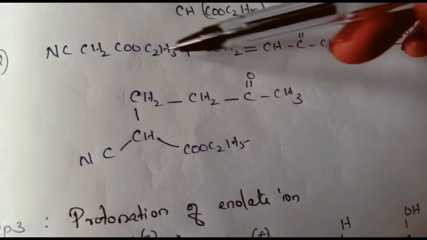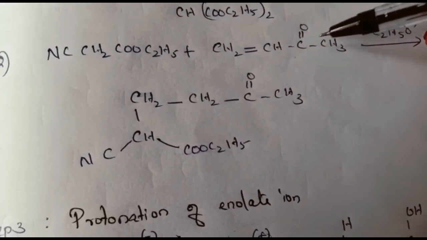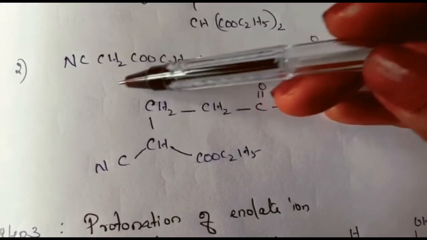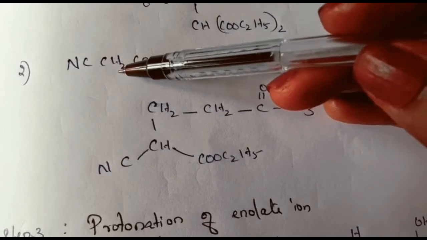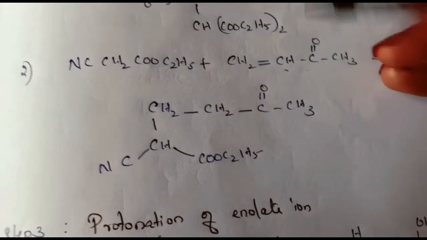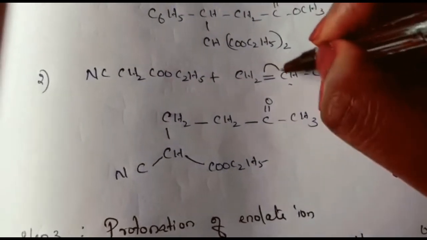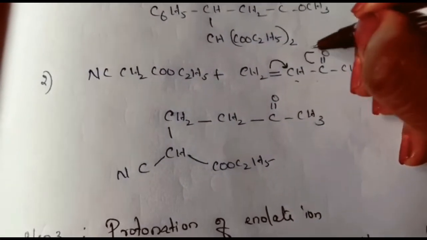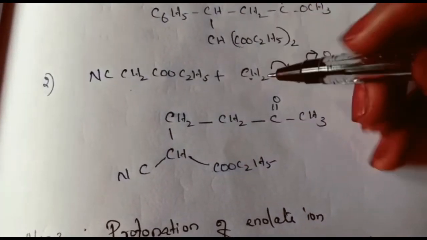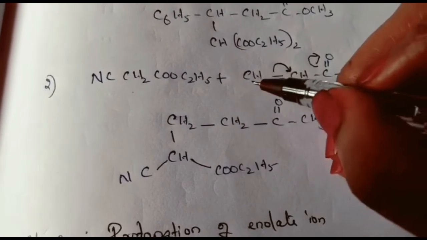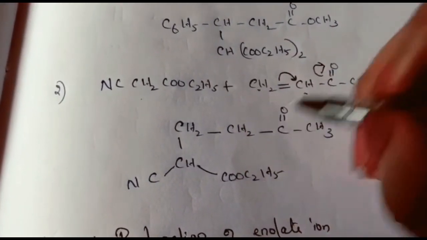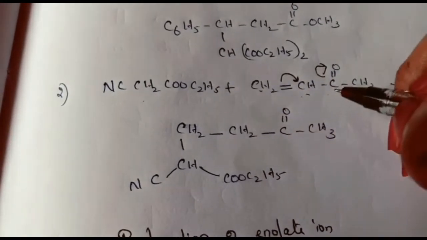Next is ethyl cyanoacetate reacting with this alpha beta unsaturated ketone. Here this CH2 group is the active hydrogen compound. So first is carbanion formation. This carbanion will react with this alpha beta unsaturated compound. So here this electron will be shifted towards here and this electron will shift towards here. So to this carbon atom, this C-C bond will be attached. So the product form will be CH2, then here CH(CN)COOC2H5, then here it will be CH2COCH3.